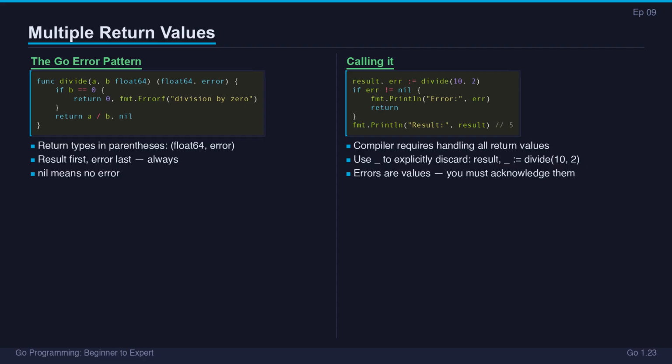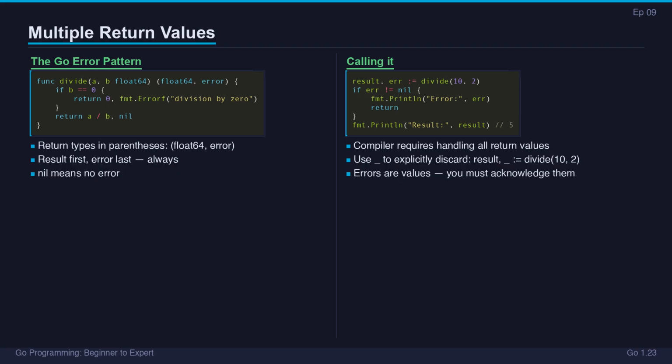Calling it, the compiler forces you to handle both return values. You can't just call divide(10, 2) and ignore the returns. That's a compile error. You must either use each value or explicitly discard it with _. This explicitness is the feature. In languages that use exceptions, errors can silently propagate up the call stack without the programmer doing anything. In Go, errors are values, and the compiler ensures you at least acknowledge them. Ignoring them requires deliberate intent.